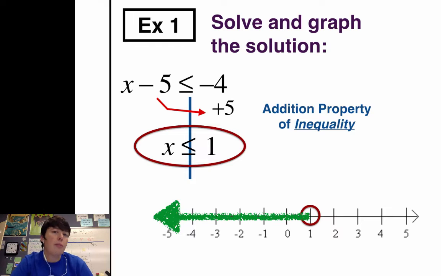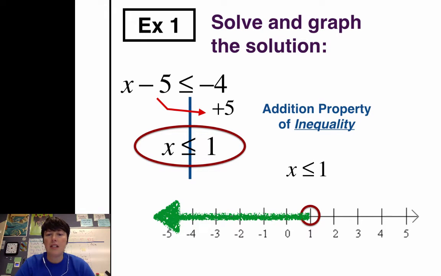If you want to use a colored pencil, that's cool. I'm going to make a big arrow going to the left because x can be anything smaller than 1. I mean, it could be like negative 1,000 if it wanted to be. And then there's an equal sign on the 1 also. So when I think about should it be an empty hole or a solid hole, I'm thinking solid.